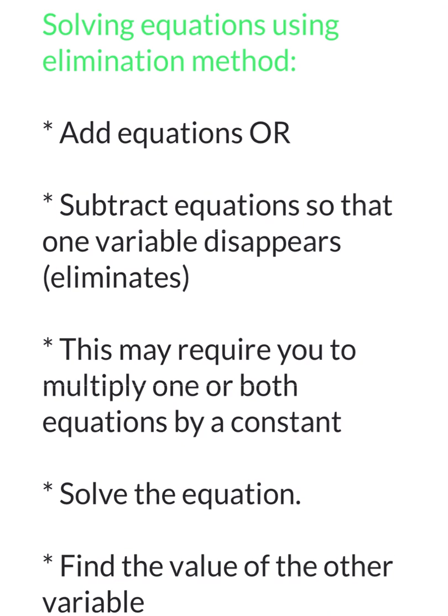This may require you to multiply one or both equations by a constant. Once you've eliminated one of the variables, you then solve the equation and then you find the value of the other variable through substitution. Let's have a look at some examples.